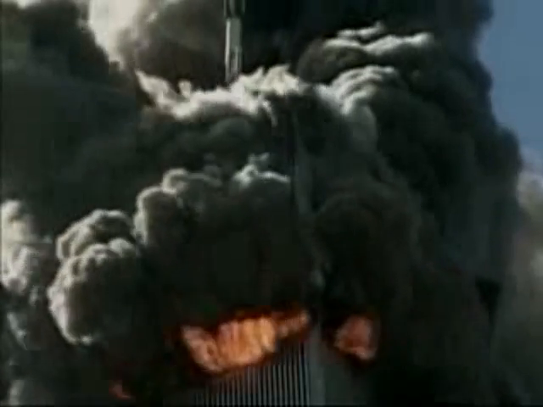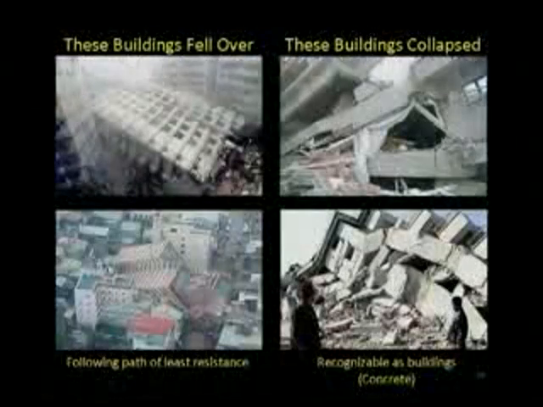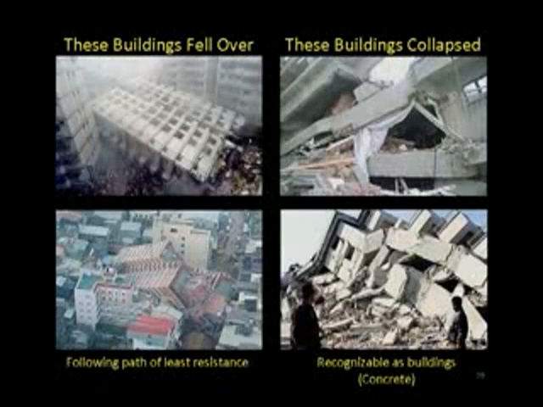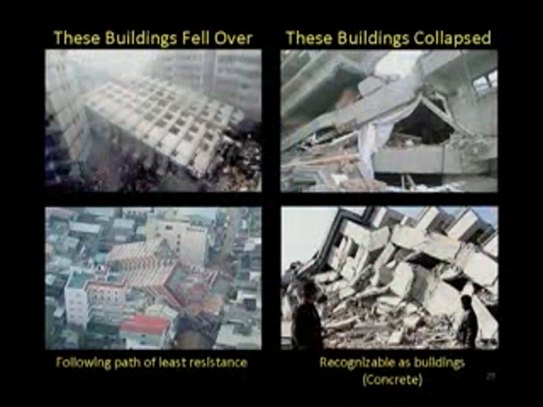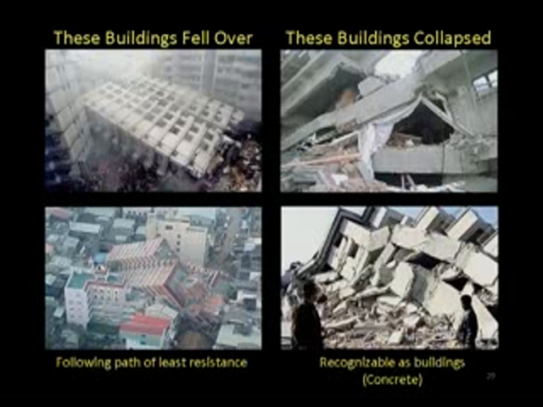So what was the cause of the devastating, explosive failure that happened to the World Trade Center? These particular buildings collapsed. They follow the path of least resistance, or they fell over. You can see that the building structure holds the building together in some recognizable form. The structural elements have not been dismembered from each other, and their concrete is not pulverized to dust. They follow the path of least resistance, which is generally over.